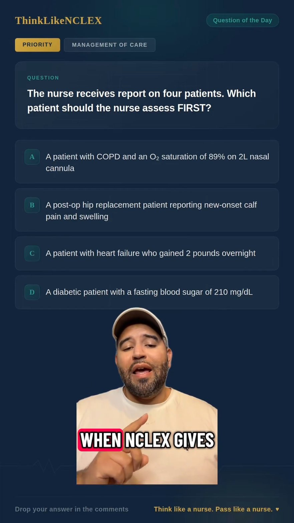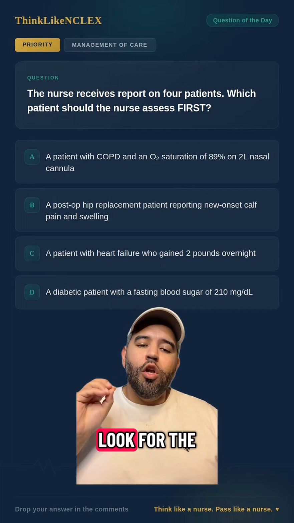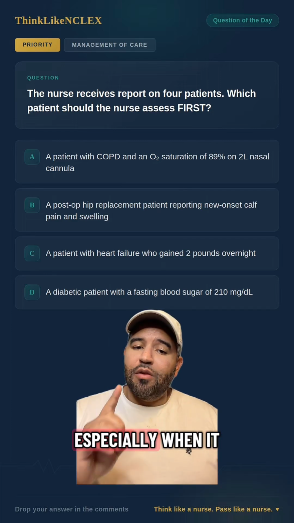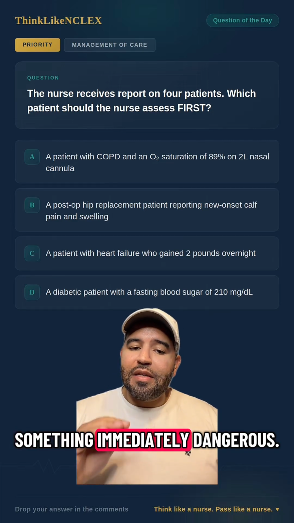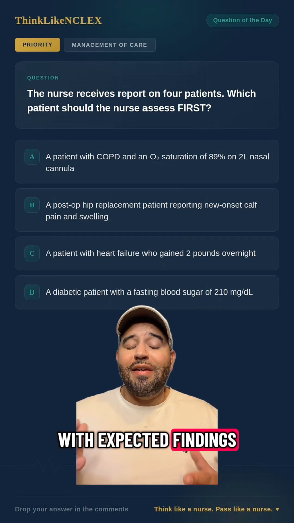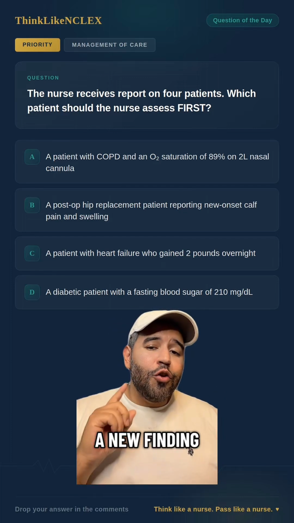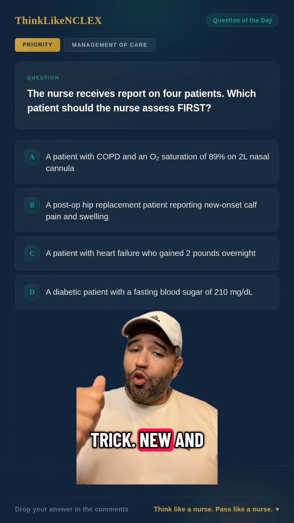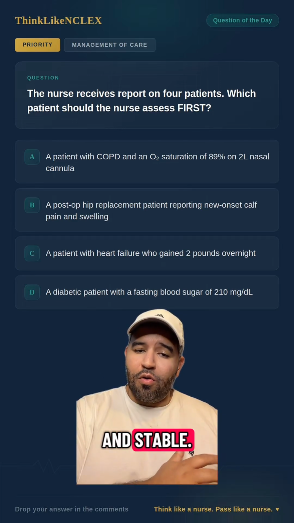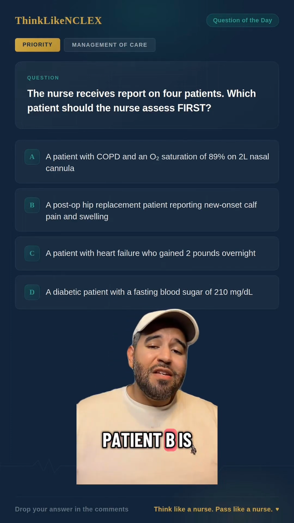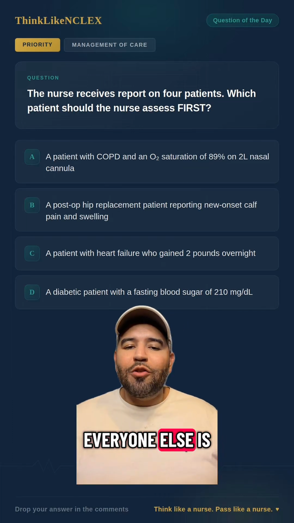Here's an NCLEX tip. When NCLEX gives you 4 patients, look for the one with a new and unexpected finding, especially when it could lead to something immediately dangerous. Now, stable patients with expected findings can always wait. A new finding in a high-risk patient cannot. Here's the memory trick. New and changing beats old and stable. You learned this in the prioritization video. Patient B is the only one who's changing. Everyone else is at their baseline.